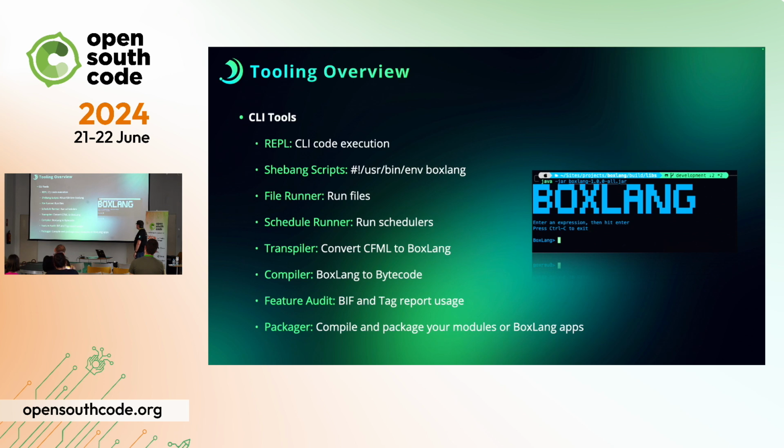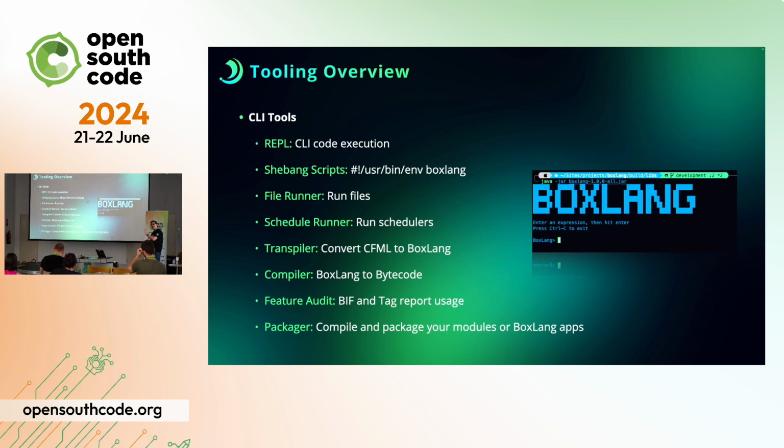In the CLI tools, we've created a REPL, so you can actually test the code, just like we did in the cloud with Try BoxLang. You also have one in your operating system. We also have shebang support. So for those of you that are working in Unix, you can actually create a shebang script and basically say my interpreter is BoxLang, and now you can script at the Unix level in BoxLang. You have the ability to run files and run schedulers.